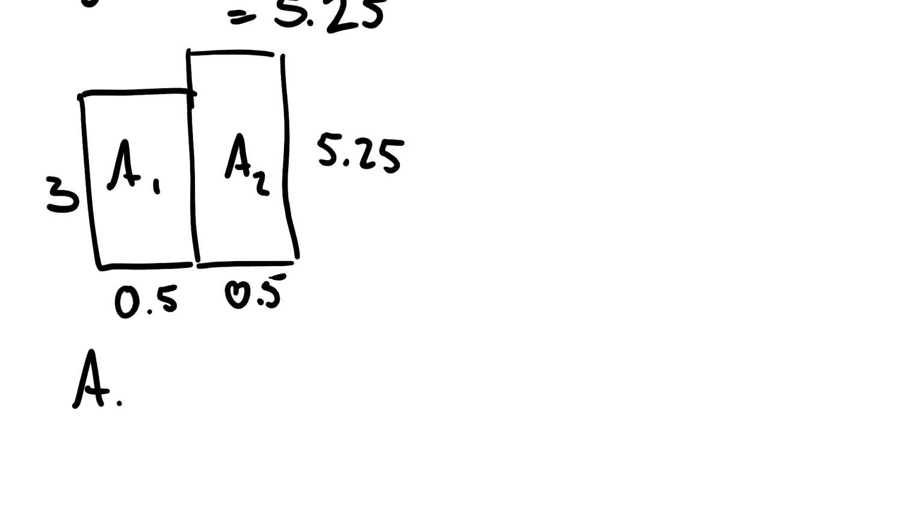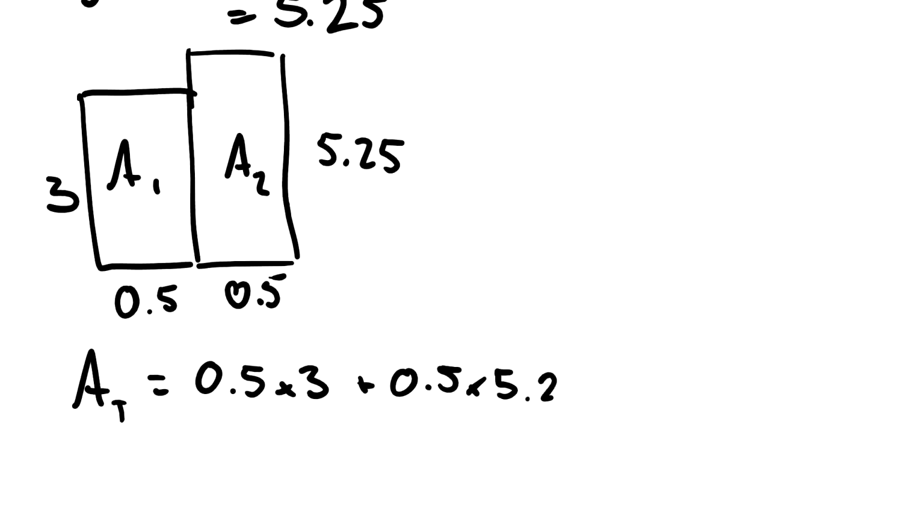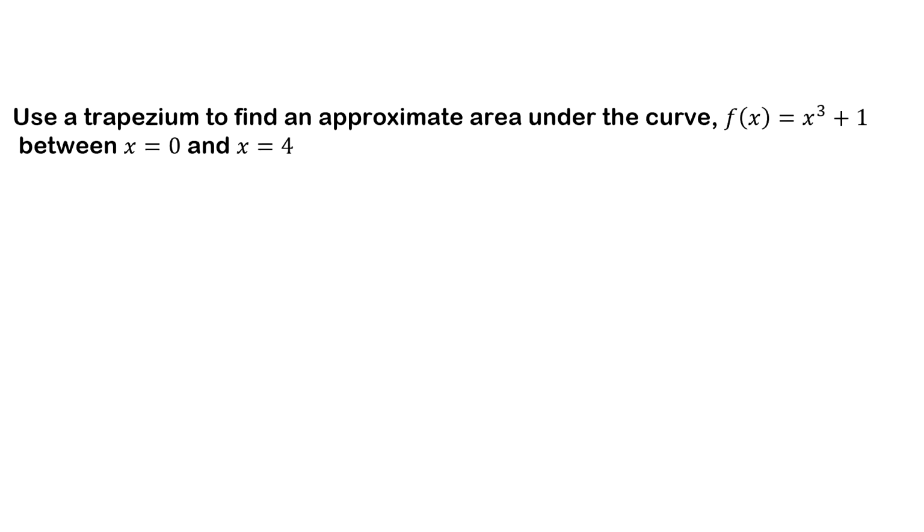So the total area here is going to be 0.5 times 3 plus 0.5 times 5.25. And that gets us 4.125. Now, we weren't given units, but you should always write units squared because it is an area. So we'll look at the next one, and this time we're using a trapezium.